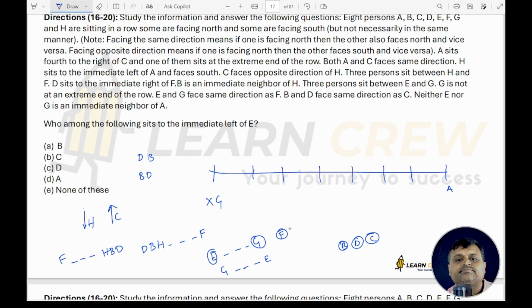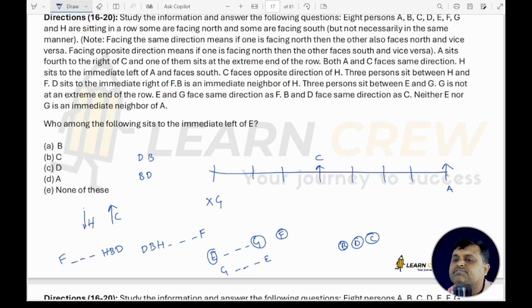Please see here, what is given? Three persons sit between E and G. G is not an extreme end of the row. E and G face the same direction as that of F. B and D face the same direction as C. So I have taken A as facing north. A sits fourth to the right of C. So if A is to the fourth right of C, I have taken C here. Okay, A is the fourth right of C.